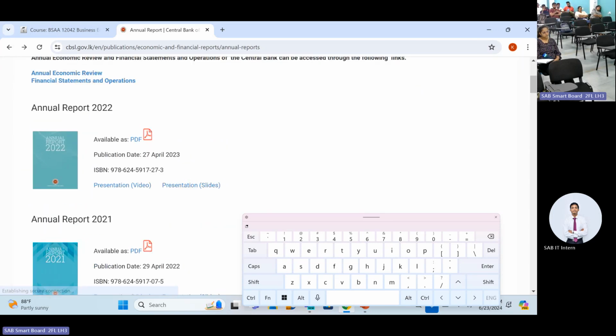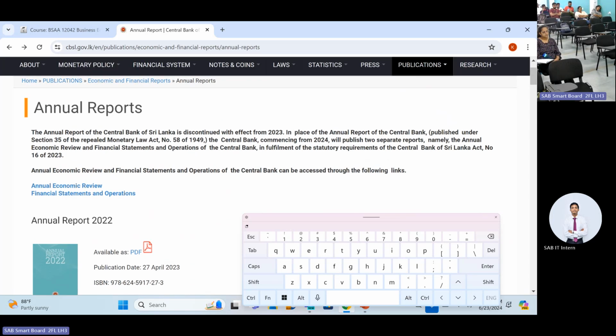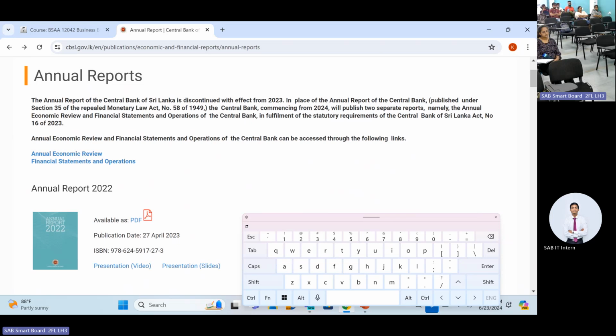But from this time onwards, for the year 2023, they are publishing two reports. One is the annual economic review, which covers the economic review of the country. And the other part is financial statements and operations. So there are two reports from this time onwards, and those reports were published very recently for the year 2023. So there is a change now.